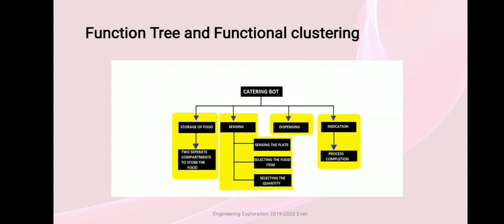Now coming to the function tree and functional clustering part. The subsystems identified under our project are storage of food, sensing, dispensing unit and indication. Under storage of food, there are 2 separate compartments to store the food. Since we are preparing our catering boat which will serve rice, there will be 2 compartments to store 2 different types of rice. Under sensing, it should sense the plate and should take input from the user about which food item they want. And it should also take the input about the quantity, whether low, medium or high. Under indication process, it should indicate that the process has completed and the plate has to be taken up.